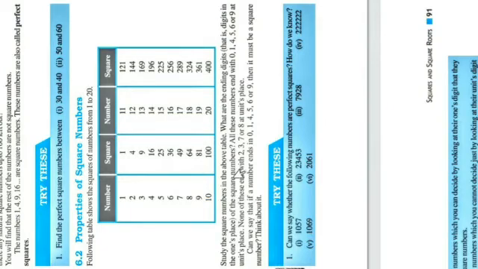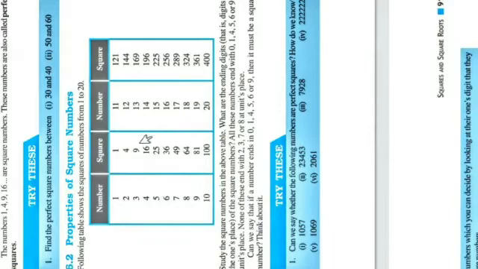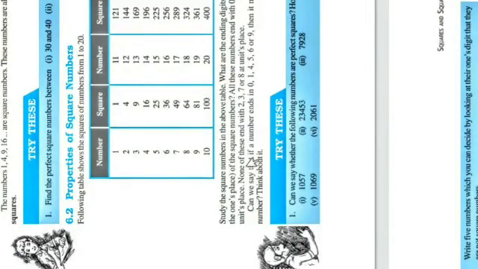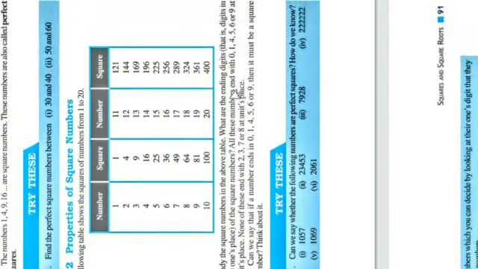Now study the square numbers in the above table. What are the ending digits? That is the digits in the unit place of the square number. We have to see the last digit. All these numbers end with 0, 1, 4, 5, 6 or 9. So you can see all the numbers are ending with either 0, 1, 4, 5, 6 or 9. None of these are ending with 2, 3, 7 or 8. At the unit place of a square number, there is no 2, 3, 7 or 8. There can be only 0, 1, 4, 5, 6 or 9.